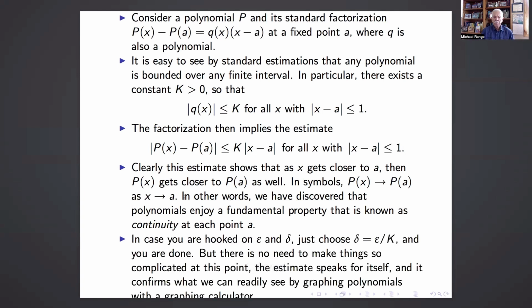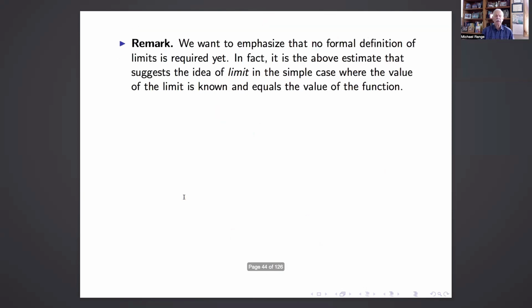Now, in case you are familiar with this notion of continuity and you're hooked on the formal proof that involves things like epsilon and delta, just choose, based on the above estimate, the quantity delta to be epsilon over k, and you're done. But there's no need to make things so complicated and abstract looking. The estimate speaks for itself, and it confirms what we can readily see by graphing polynomials with graphing calculators.